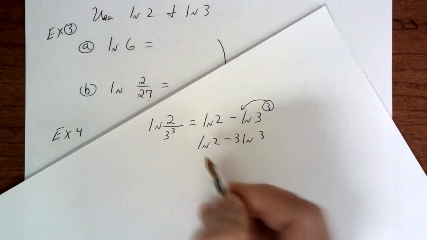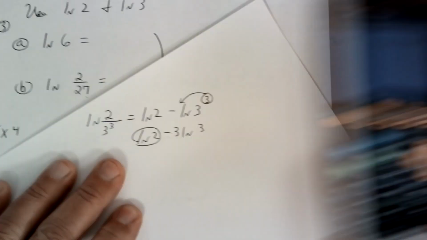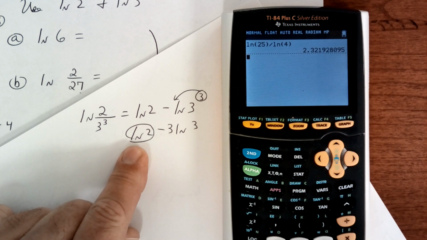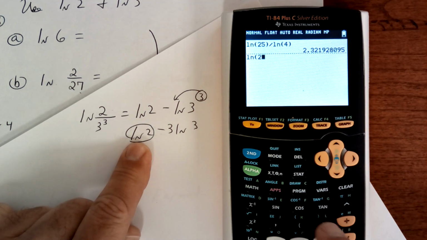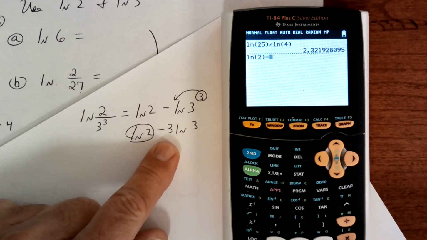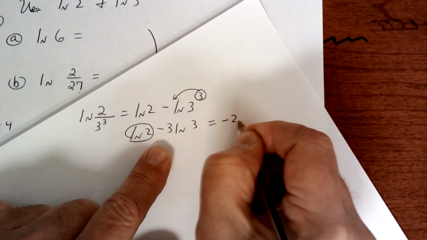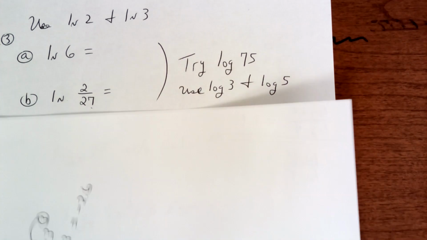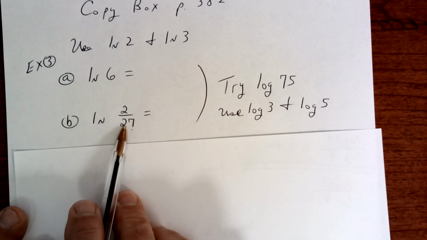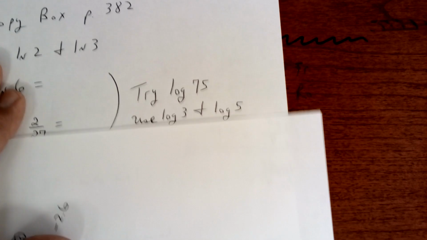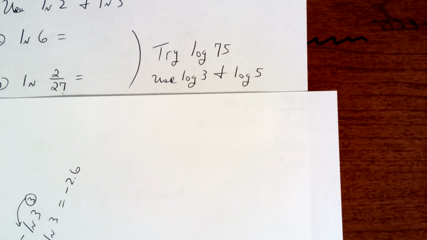So I would do the natural log of 2. I mean, you could type it in exactly like this on your calculator. So the natural log of 2, close parentheses, minus 3 times the natural log of 3, close parentheses. Press equals, I get a negative 2.6. And that's how you change it up to a 2 and a 3, because this is 3 to the third power. Try this one right here, and I want you to use logs 3 and 5. How would you do that?